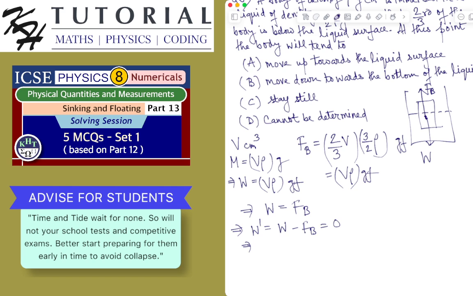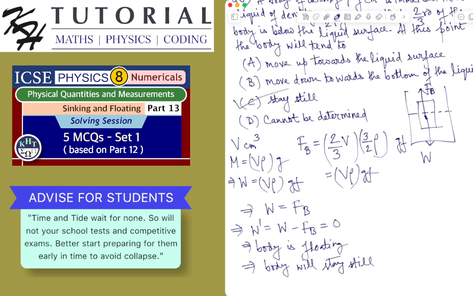This implies that the body is floating. Body is floating in this situation. This implies that the body will stay still, that is, it will not move. When a body floats, it means it is not moving. It is either not moving down or not moving up. Hence the correct choice is C.